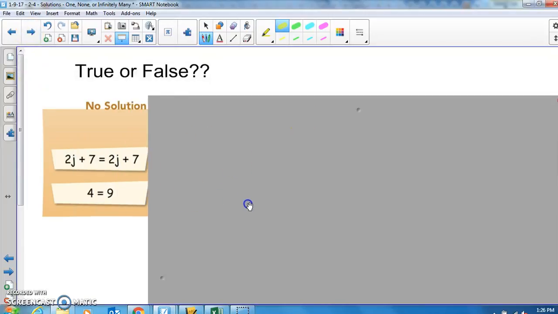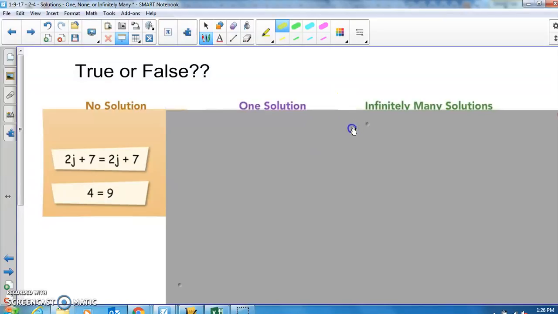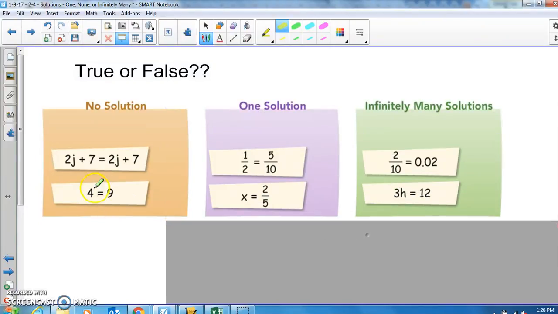All right. What I want you to do is to look at the left side. I don't need you to copy anything here. I shouldn't say the left side, the bottom one right here. Does 4 equal 9? No, it does not, so that means that is no solution.